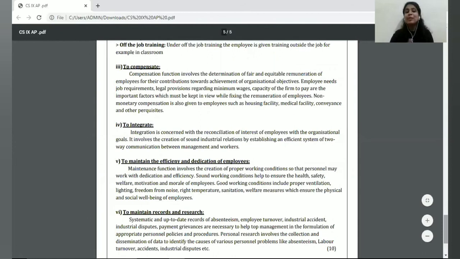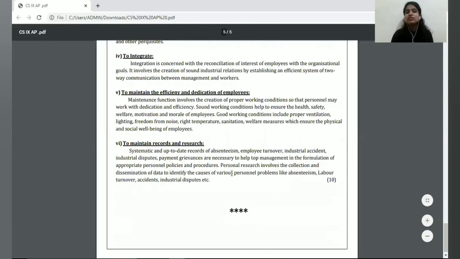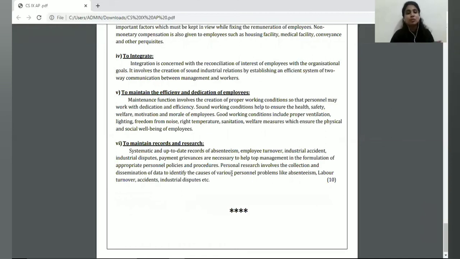The next point is to maintain the efficiency and dedication of employees. So again, here you have to explain what maintenance of employees means. You have to explain what are the things that are undertaken by the firms in order to maintain the efficiency and dedication of its employees, so that the employees remain loyal to the firm. So all of that explanation has to be written. The last function or the objective is to maintain records and research. Now again, under that you will write a suitable explanation, elaborate the point in a very good way.